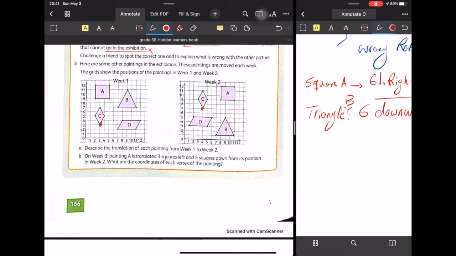Let's see, what is it here? We have 3, 3. Okay, let's go. 3 and 3. Yes, it's already here. So let's see, we have 1, 2, 3, 4. So 4 up, 1 right. So about the rhombus, we have 4 up and 1 right.